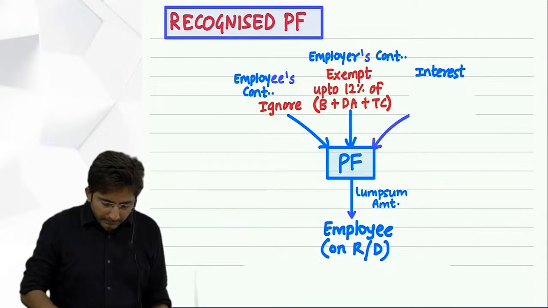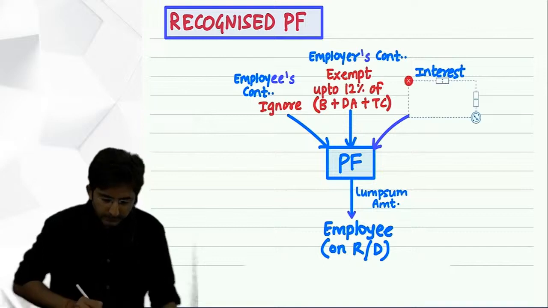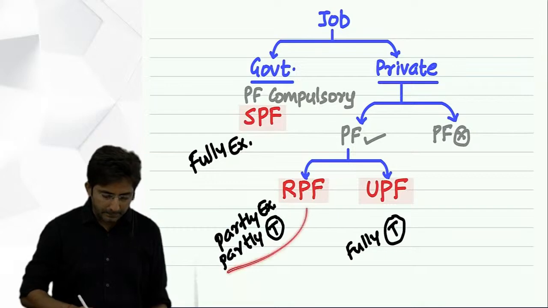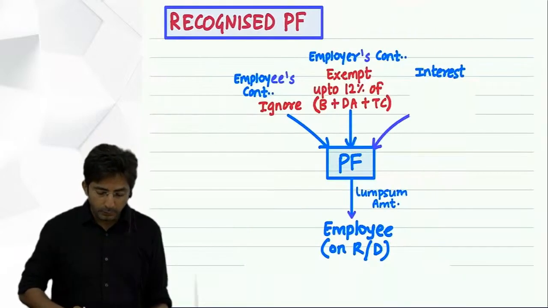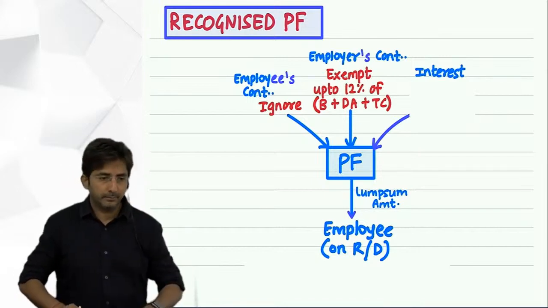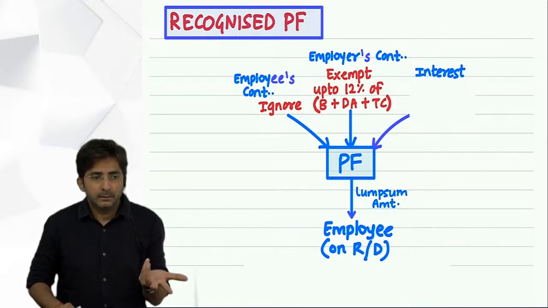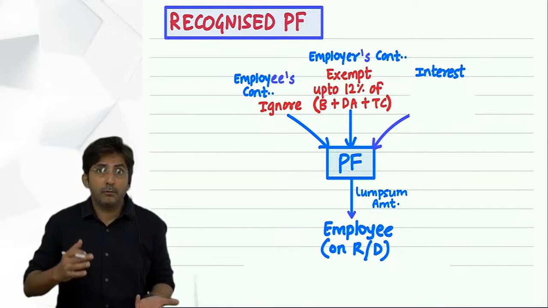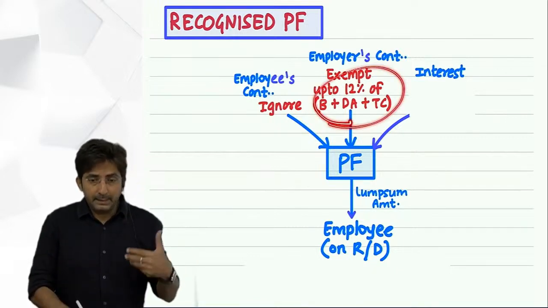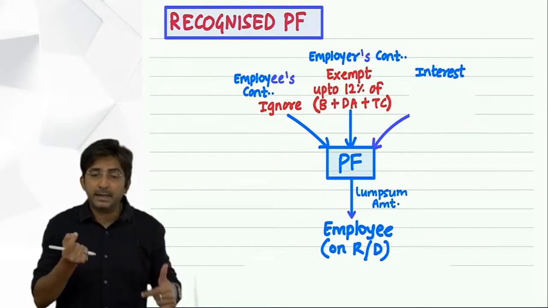And then interest. Even for interest, there is a limit. As I said, this is all partly exempt, and partly exempt means there will be some limit. So interest also will be partly exempt, and this is exempt up to 9.5%. What is the 9.5%? It's the rate of interest. Here you should not ask 9.5% of what? This 12% was of basic, DA, turnover commission. But the 9.5% which I said right now is the rate of interest.